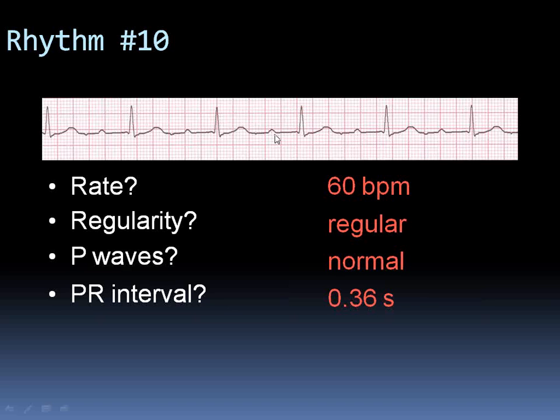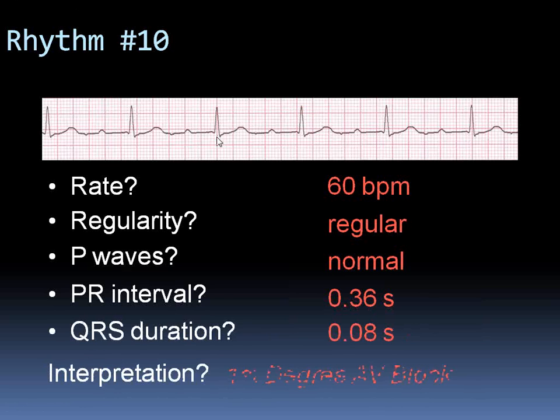A normal PR interval is about 240 milliseconds. This example over here is 360 milliseconds. The QRS will appear normal. It will not be wide. Just like over here, the QRS duration is normal. This is the ECG or rhythm strip of a patient in first degree AV block. This is most of the time a benign rhythm.